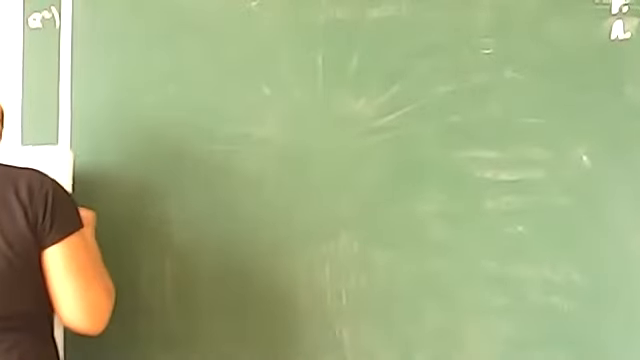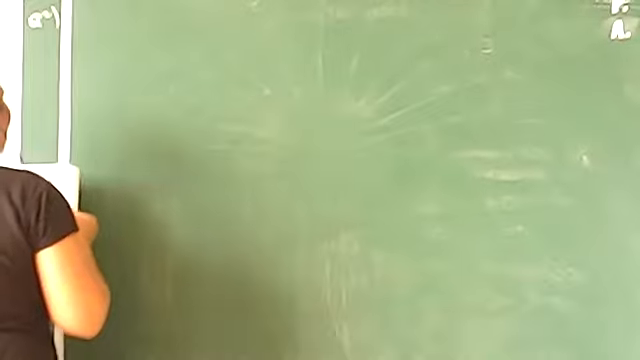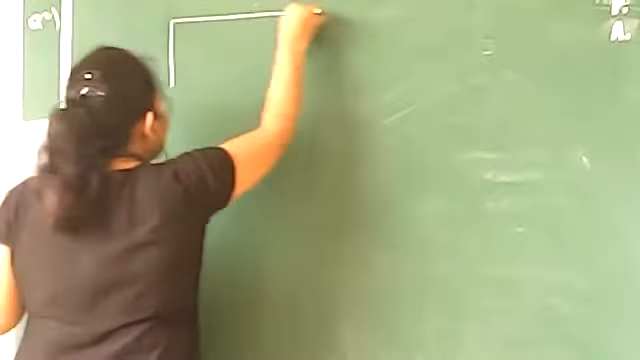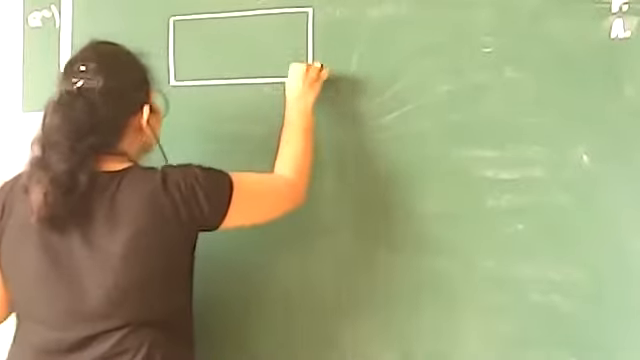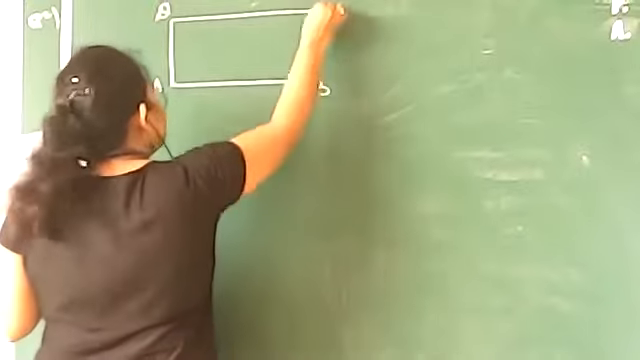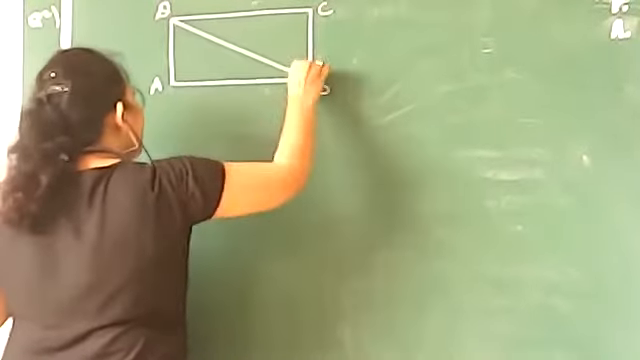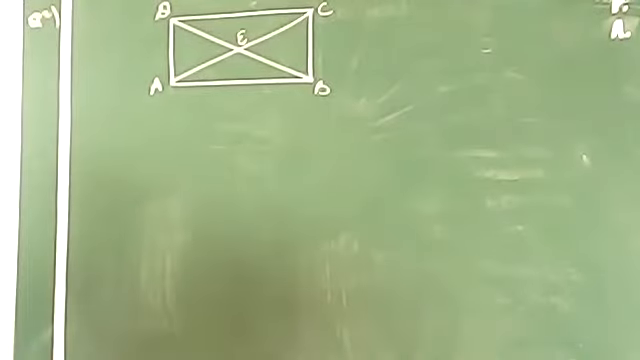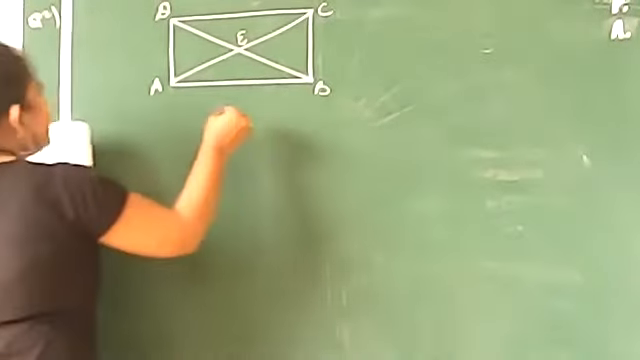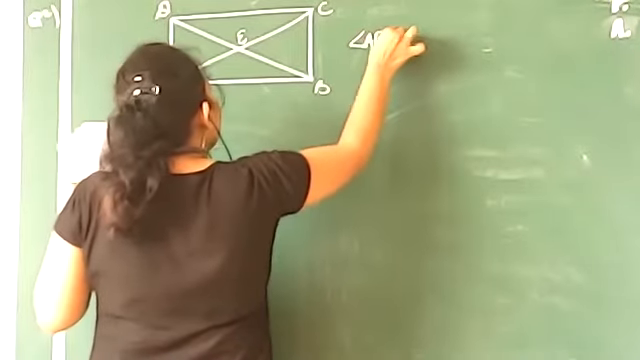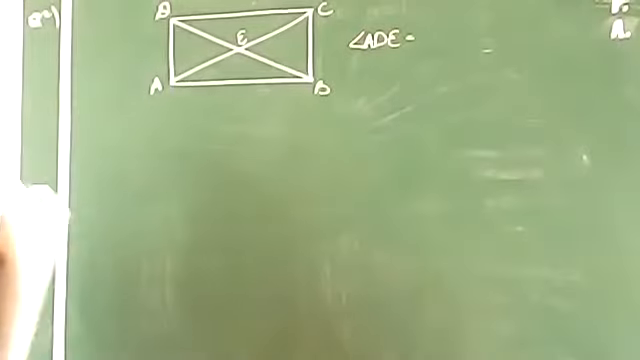Now the next question, question number 2. It says to specify whether the angles are acute, obtuse, right or straight angles. Let me draw the figure given in the book. This is D, this is A, this is B, and this is C. In between you have diagonals, and both diagonals cut at point E. Now the question asks what is the type of angle ADE.